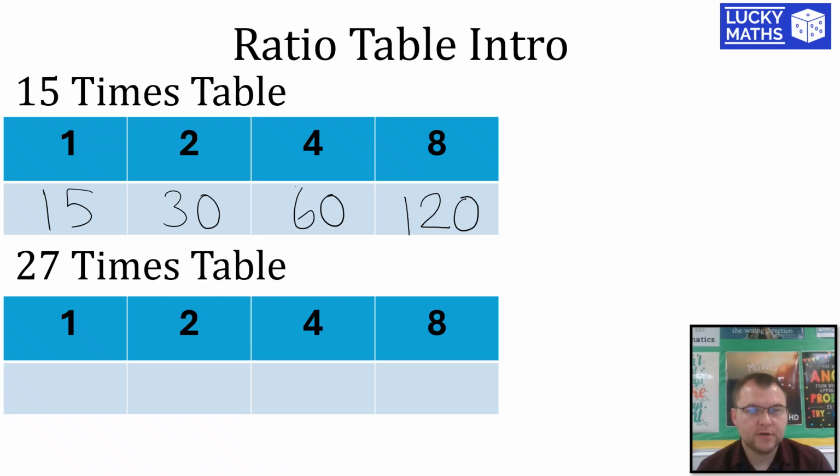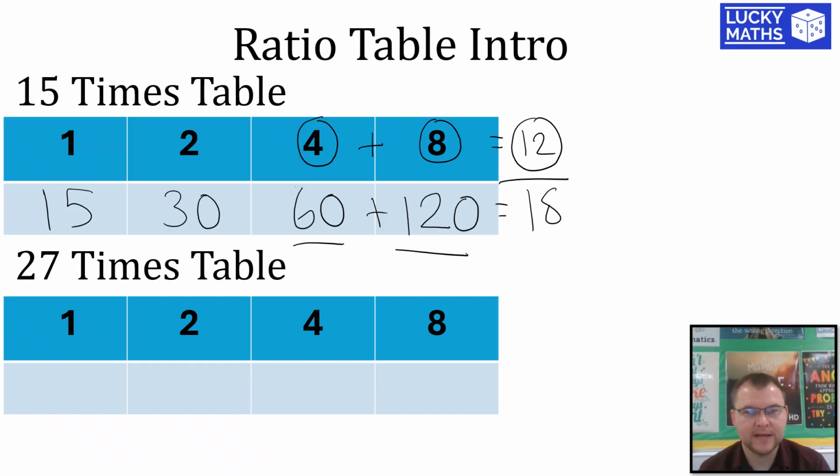And maybe, like I said, you're trying to work out, well, what's 12 times 15? So if we take our 8 lots and our 4 lots again, that's where our 12 lots comes from. If we add together 60 and 120, that means 12 lots of 15, 12 times 15, is equal to 180.